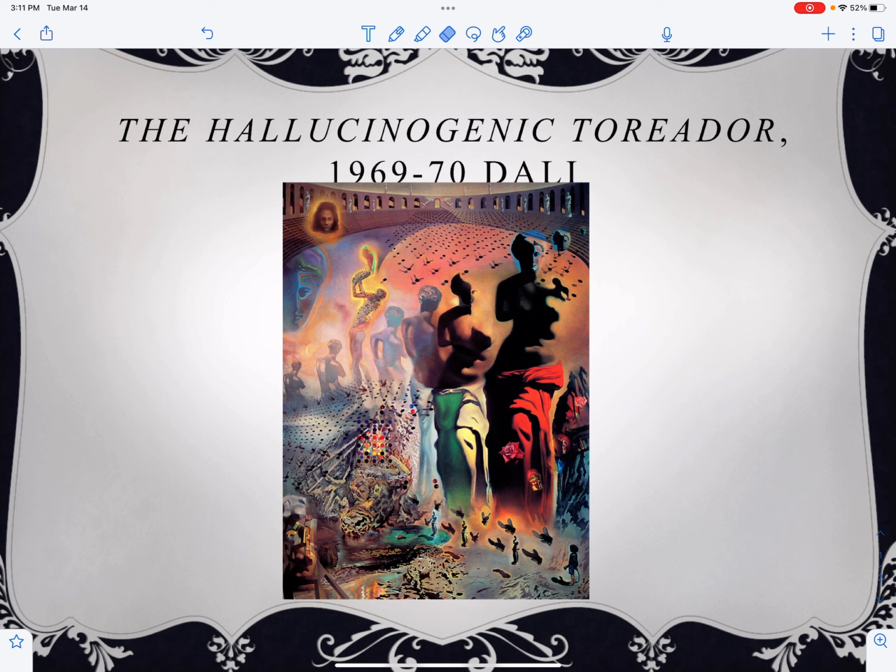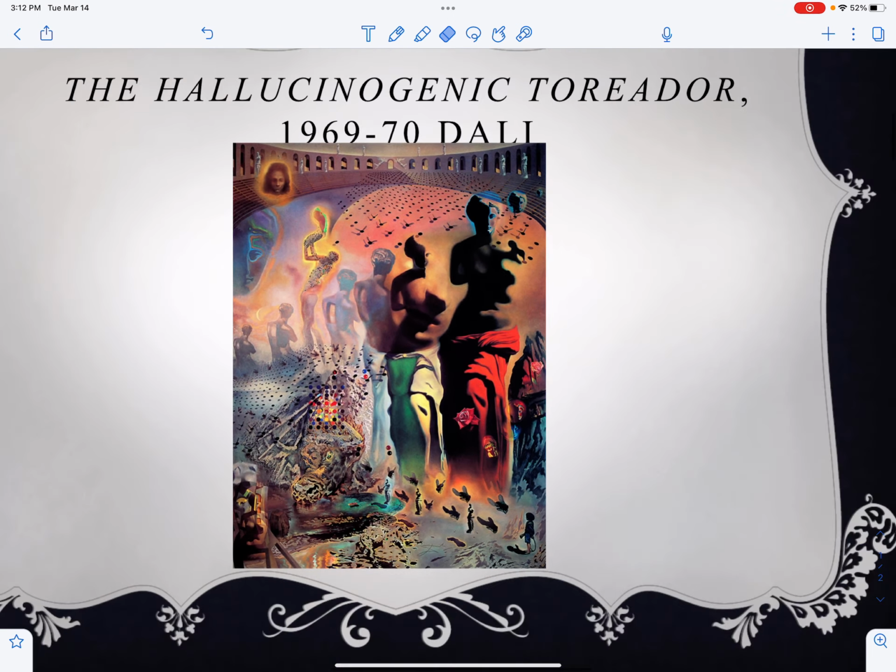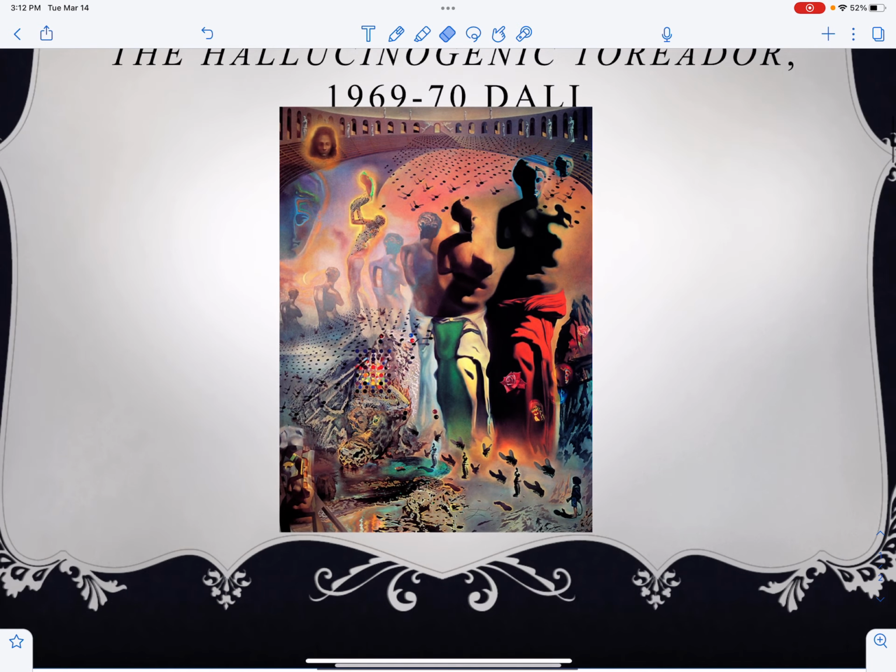All right, so the first piece that we're going to pick up on, again, in the PC method, remember PC means paranoid critical method, and this is a method that Dali is utilizing to create artwork. Remember, he's sleep depriving himself, and he's generating artwork through this method. So this is one of the most ambitious double images that we can look at, and it's called the Hallucinogenic Toreador.